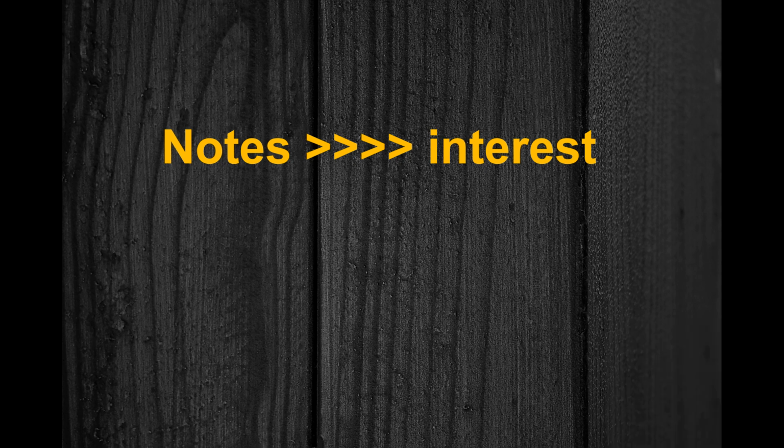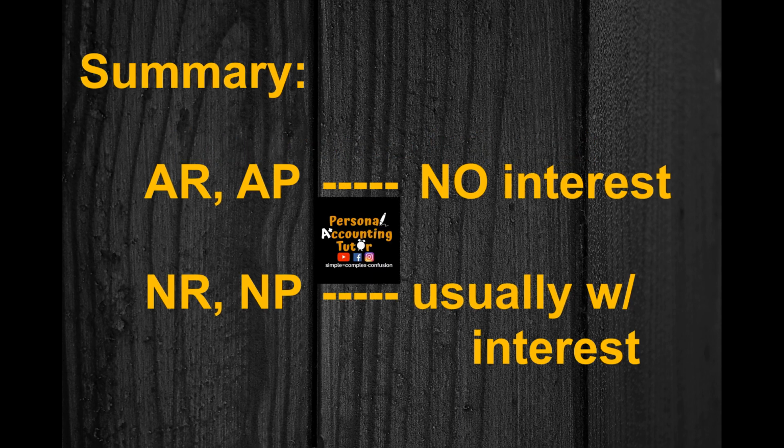To summarize, AR or AP, no interest, just plain receivable or payable. NR or NP comes with promissory notes and usually bears interest. The point here is to always mind not only the receivable or payable part, but also the interest. Depending on the problem, you might be asked to just compute and or provide the journal entry.